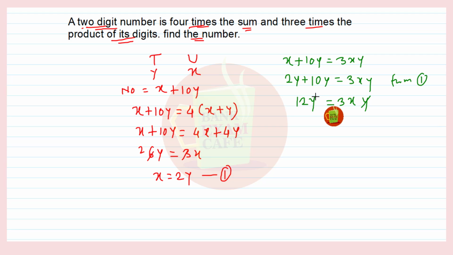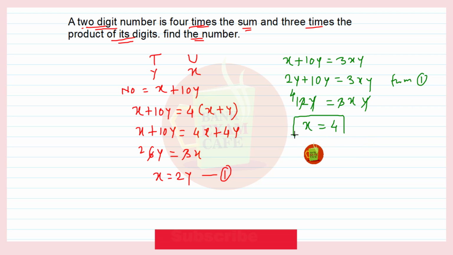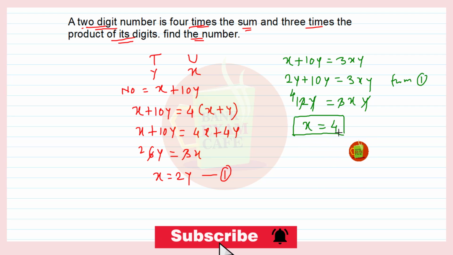So this y and y will get cancelled. 3 ones are 3, 3 fours are 12, and therefore we get x is equal to 4. x is equal to 4. You have got the first value as x is equal to 4. So highlight this, because the marks are allotted at this point and at this point also.